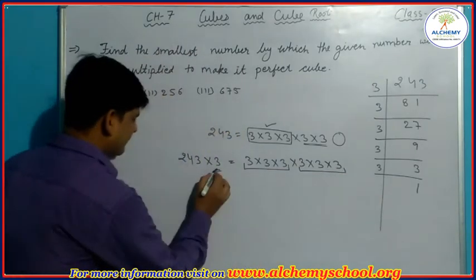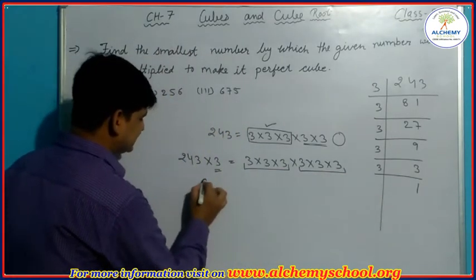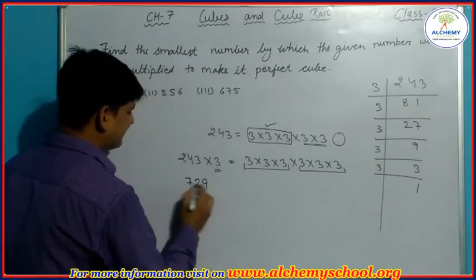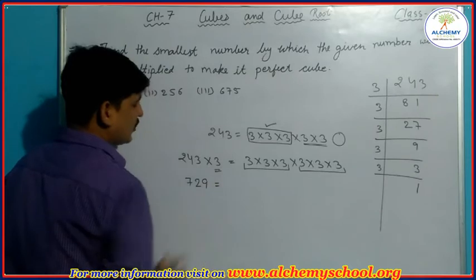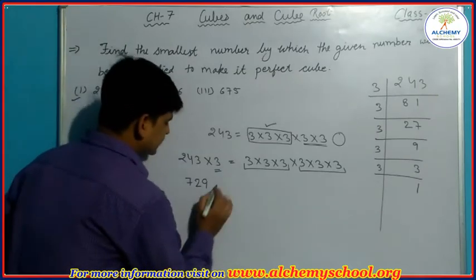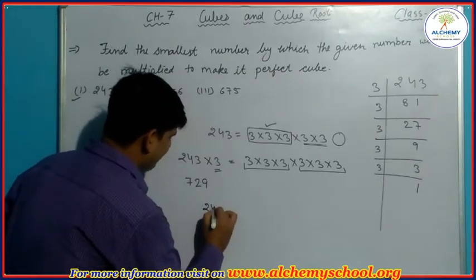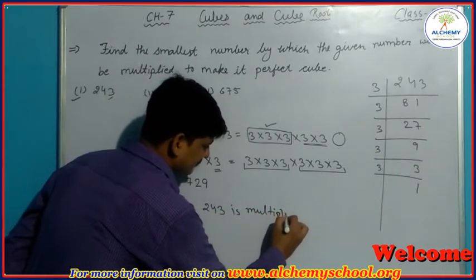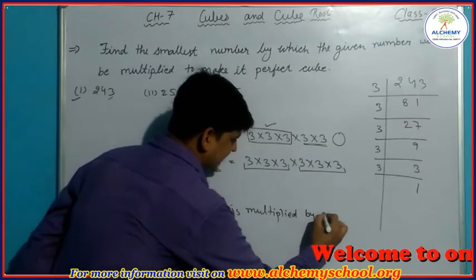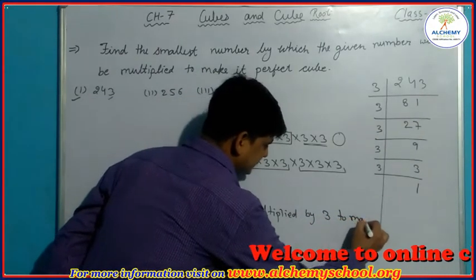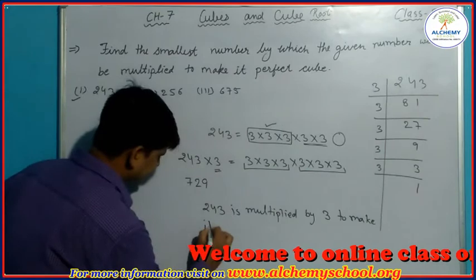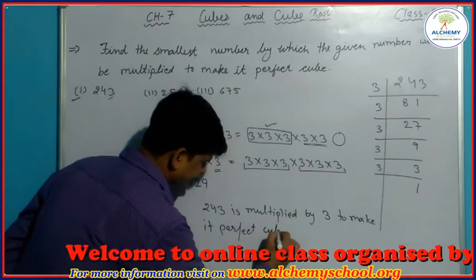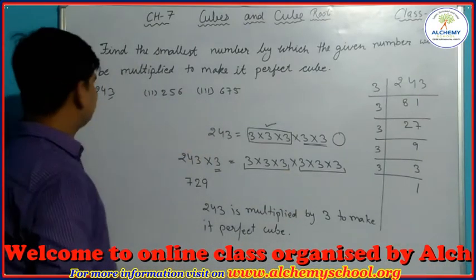Now when we multiply 243 by 3, 3 3s are 9, 3 4s are 12, 3 2s are 6 and 1 is 7. So 729 will be a perfect cube. Simply here we can write 243 is multiplied by 3 to make it a perfect cube. Okay, let's see the next example.